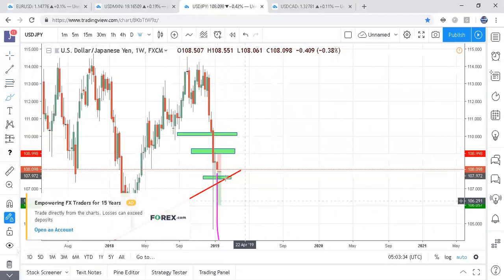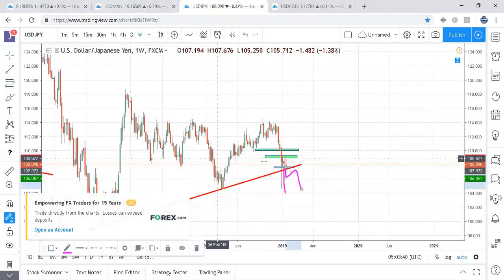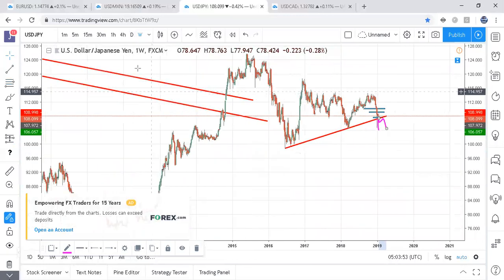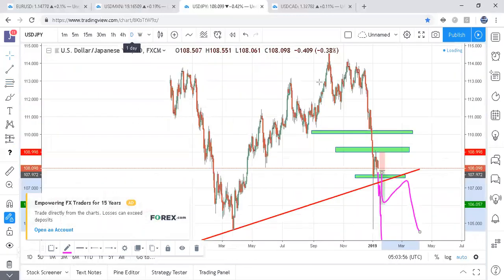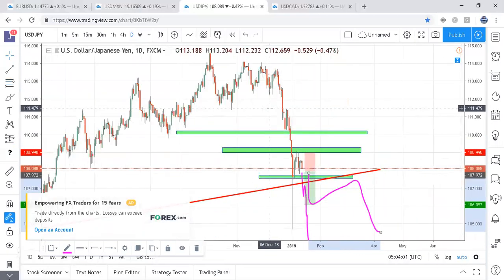Oh man, that's gonna be lit. Boom, retouch, and we're out of there. It just makes perfect sense. But hey, like I said, anything could happen. Just gotta keep an eye on the market, gotta go with the market. So that is what we're looking at on USD JPY at the moment.